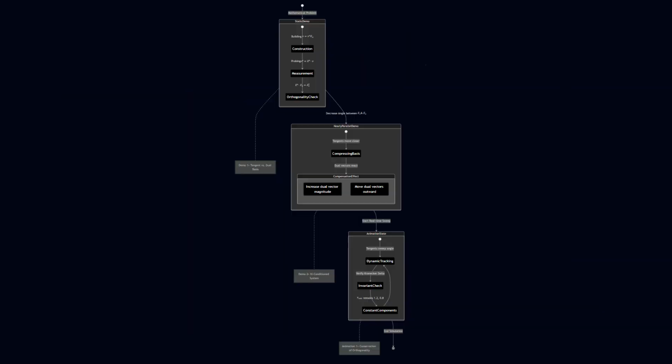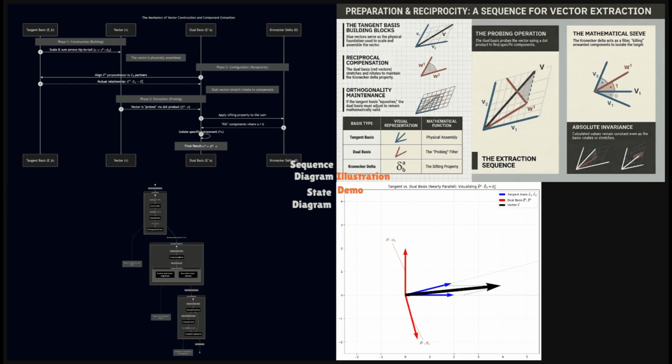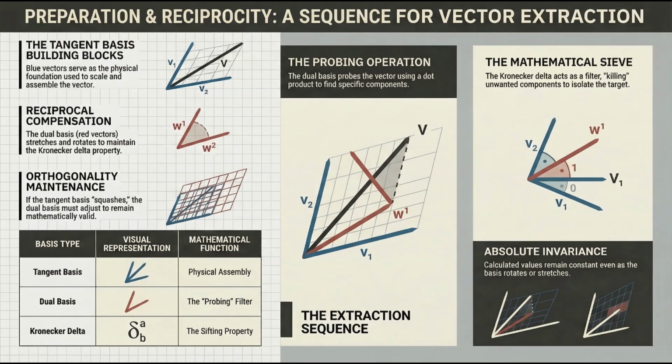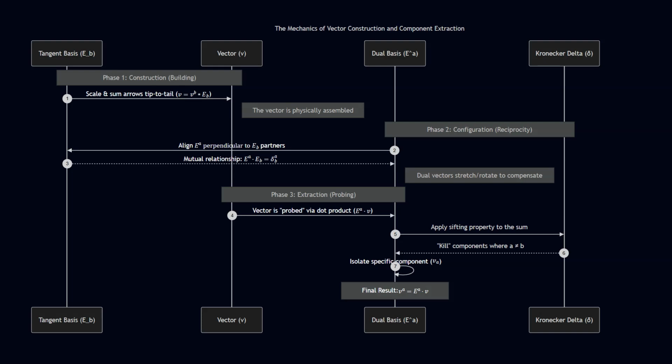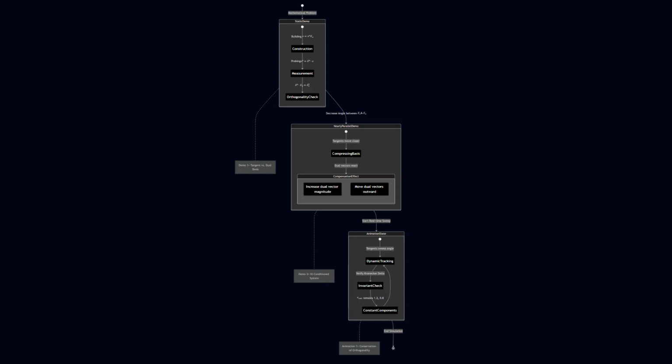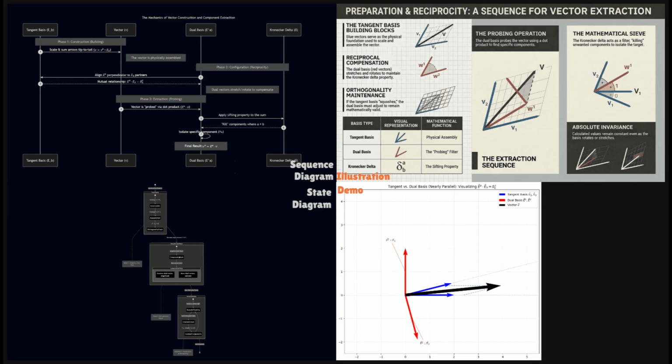The sequence diagram. An operational roadmap. The sequence diagram organizes the logical steps of the derivation sheet into a chronological timeline, showing exactly how a vector is built and measured. Mapping the construction. It mirrors the part of the derivation sheet where a vector is first defined by its building blocks. It labels the tangent basis as a construction crew, showing that the physical assembly of the vector must happen before any measurement can take place.